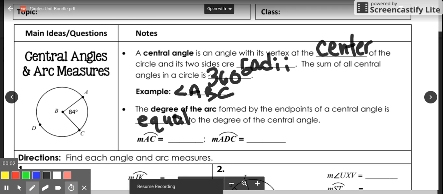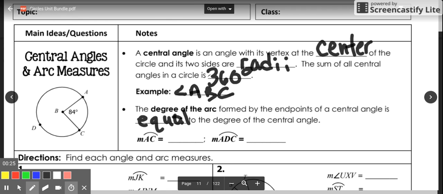Okay, we are on lesson 2, central angles and arc measures. So we need to go ahead and fill our notes in here at the top. A central angle is an angle with its vertex at the center of the circle, and its two sides are radii. That is the plural of radius. So we don't say radiuses, we say radii. The sum of all central angles in a circle is, of course, 360 degrees.